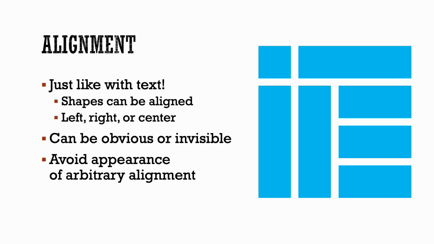Alignment. Just like with text, where you can have left, right, or center aligned, shapes can also be aligned. This alignment can be obvious or invisible. What you do want to avoid is the appearance of arbitrary alignment. For instance, where 2 objects that are not actually related and may actually be far apart from each other are nevertheless aligned in some way. If that stands out in the image, it could distract the viewer. So be careful.